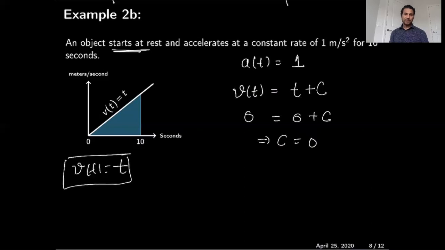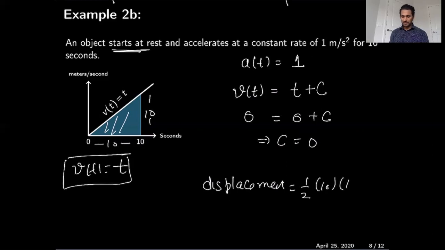Then the displacement by that object will be just the area under that curve. So this is 10, and this is also 10. So it's going to be 1/2 times 10 times 10, which is equal to 50. That is the displacement of the object from t equals 0 to t equals 10, because it's simply the area under the graph of that curve.